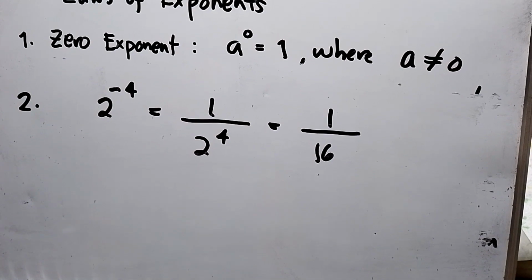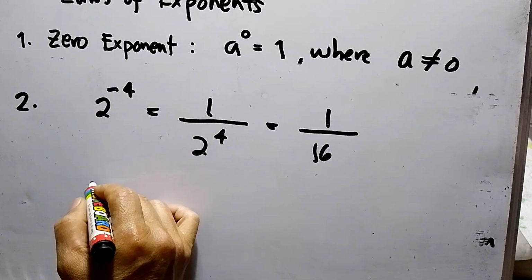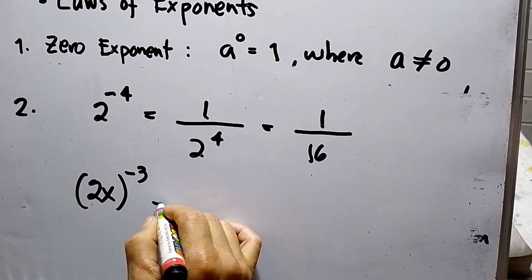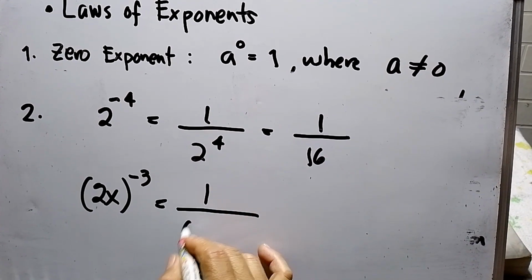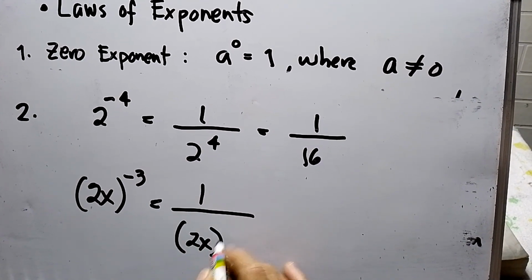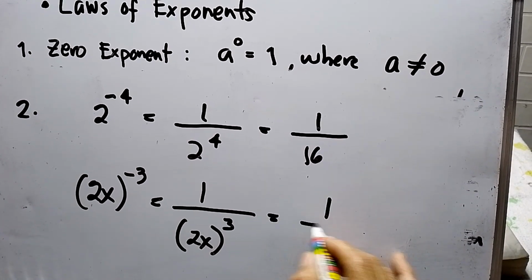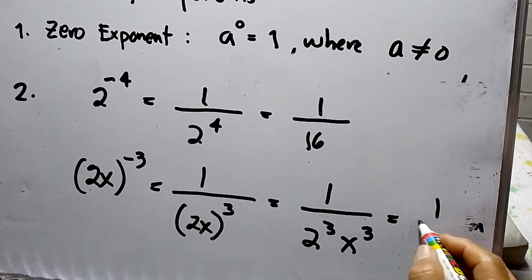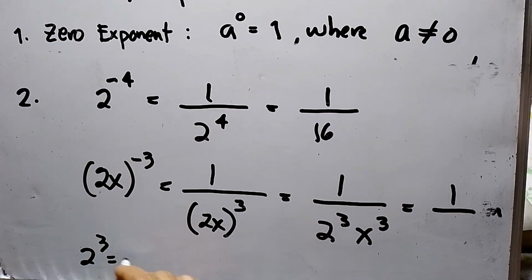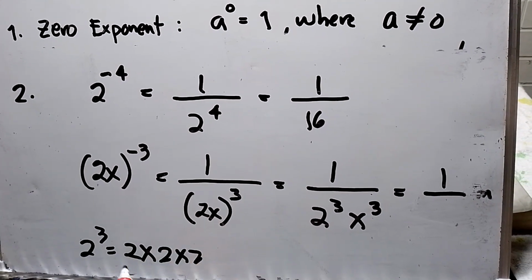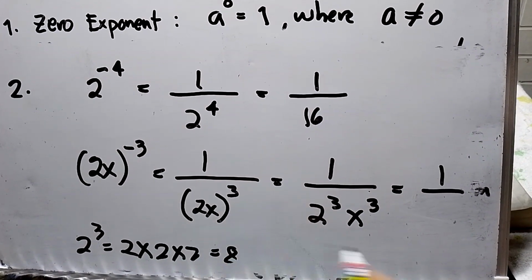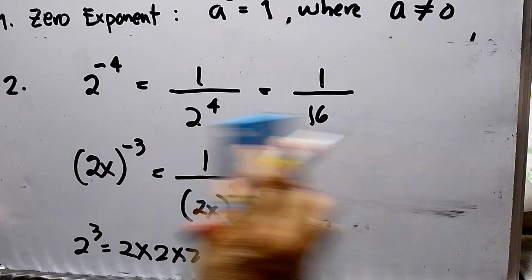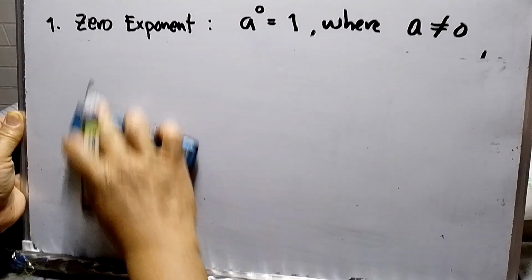Next example. 2x raised to negative 3. So this will be 1 over brackets 2x raised to positive 3. So this will be 1 over 2 to the power of 3 and x to the power of 3. 2 to the power of 3 is equal to 2 times 2 times 2. 2 times 2 is 4, times 2 is equal to 8. So this will be 1 over 8x cubed. So that's number 2. Now let's move to law number 3.